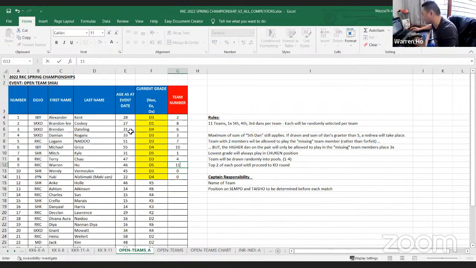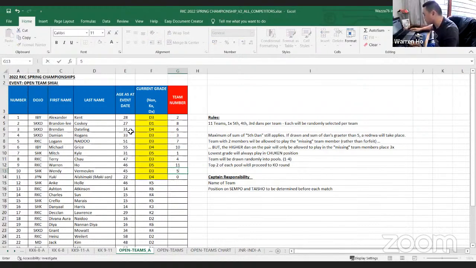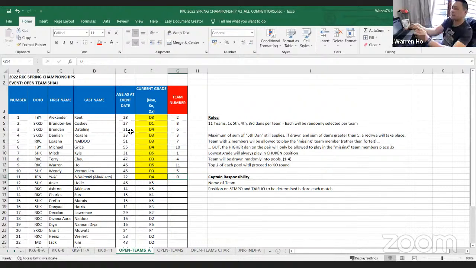Okay, good stuff. Wendy Vermeulen. Okay, current vice president of SAKF and Shihoko's senior or head sensei. You are captain of team number 5. And last but not least, Yuki-san, or Maki-san from Japan, captain of team number 9. Right. So there we have it, guys. So now we know which captains are with which teams.